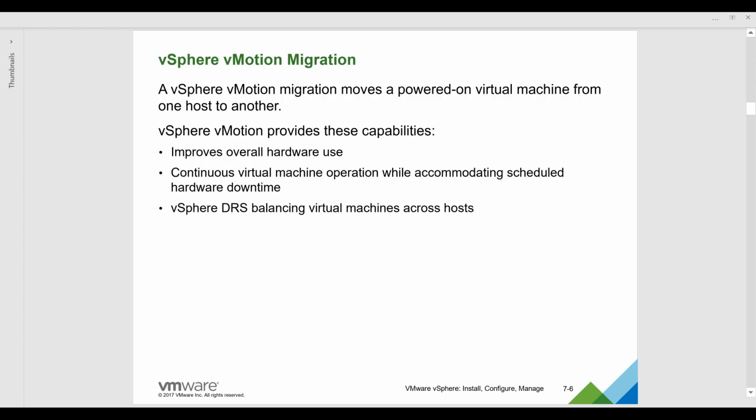Again, vMotion moves powered on virtual machines from one host to another. It provides overall hardware use and improves that because we can move hardware, do maintenance, replace hardware, and just move the machines over. It also gives you continuous VM operations while accommodating hardware downtime. And when you talk about DRS, it allows load balancing for the virtual machines across hosts.